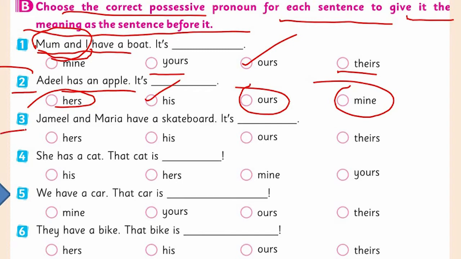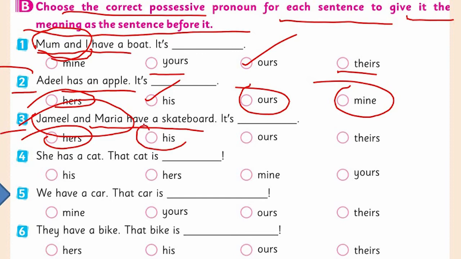Look at the third one. Jamil and Maria have a skateboard. Again, we have two nouns here, more than one, plural form. What will we do? Hers, no, that is feminine. His, no. If it's his, it only refers to Jamil. But we have both, Jamil and Maria.